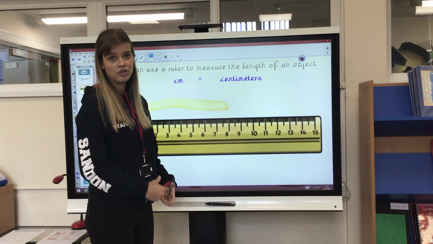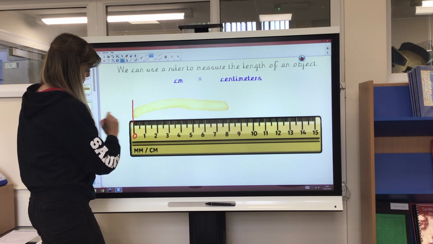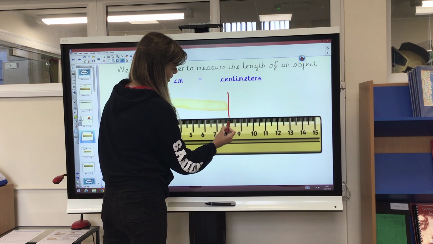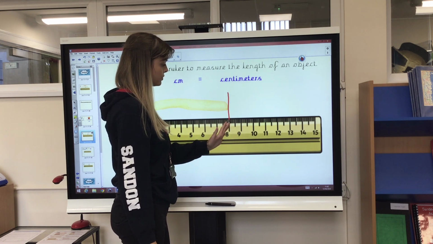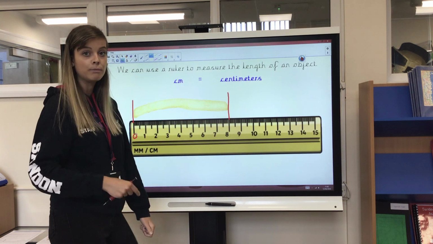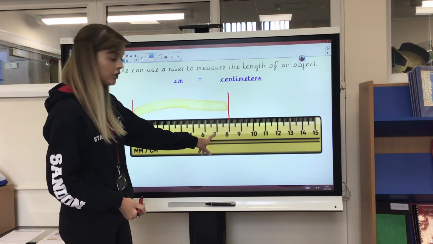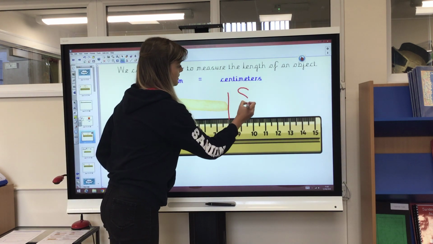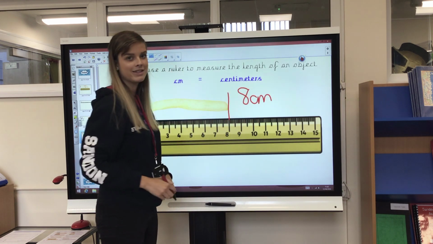So I'm going to measure the length of this chip. So I'm going to start at 0, that's the start of my object, and I'm going to draw a line to help me really clearly mark out the end of that object. I'm then going to look at these big numbers here. Now those big numbers represent the centimetres. So I can see that this chip, if I look at those big numbers, the length of it is 8 centimetres. And again, I'm going to write cm because that represents centimetres.